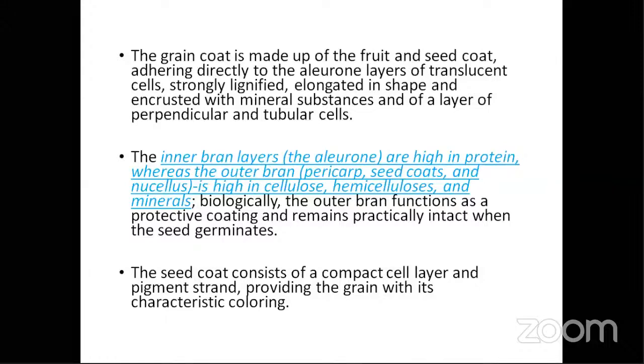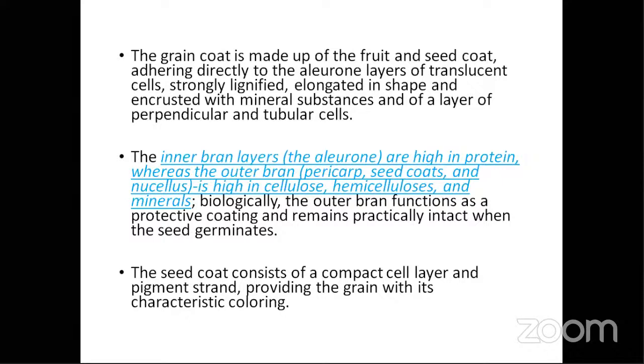Whereas the outer layers, that is the fruit coat, that is the pericarp, the seed coat, and one more layer, the nucellus, are rich in complex carbohydrates or indigestible fiber, that is cellulose, hemicellulose. With it, they also contain minerals. The actual function of these outer bran layers, which include the pericarp, seed coat, and the nucellus, is to help in protecting the grain, and they remain intact when the seed germinates.